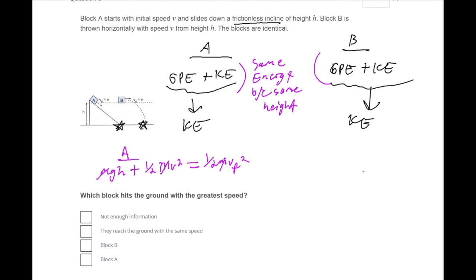If we do the same thing for block B, we can see that we'll get a very similar equation. mgh plus 1/2 m v initial squared is equal to 1/2 m v final squared. Same thing, we cancel out our masses here, and we're left with the exact same equation: gh plus 1/2 v naught squared equals 1/2 vf squared. We know that this v and this v are the same. We know that this height and this height are the same. We know that this g and this g are the same. Therefore, our final velocities will be the same, meaning that they will reach the ground with the same speed.